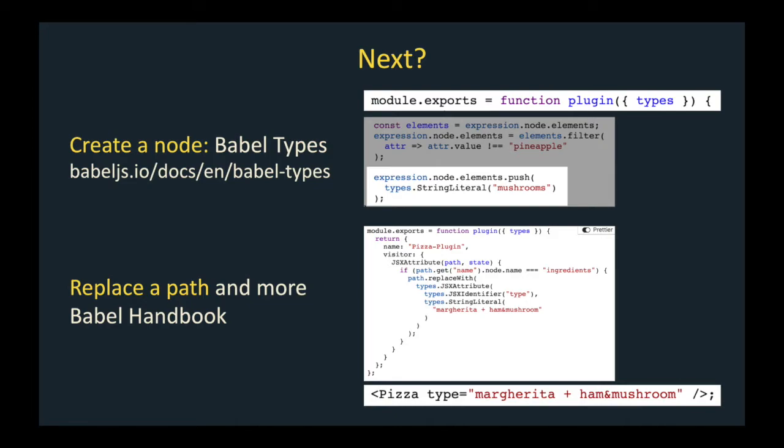And similarly, there is a function on the path that could be used to replace the entire node. So imagine you wanted to replace our ingredients prop with the type and just the name of the pizza you wanted. You can just call path.replace and pass in the new node, which is basically the replacement. And you can even remove nodes with path.remove, and there is a whole bunch of advanced things that you can check out on the Babel handbook.